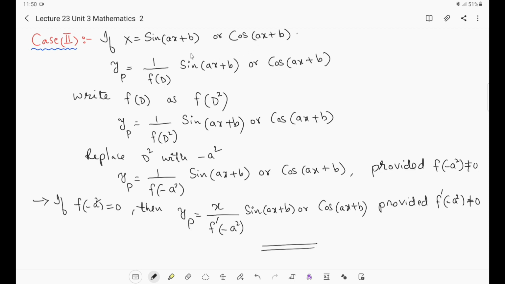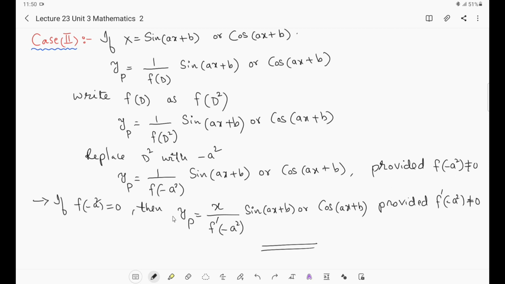Let us understand once again what we have to do. If the right hand side function is sine of ax plus b or cos of ax plus b, we have to write this f of d in the particular integral. While finding the particular integral, this f of d should be written in the form of f of d square. Then this d square should be replaced with minus a square. It is not minus a whole square. It is minus into a square. So d square will be replaced with minus a square, and this will be the particular integral provided f of minus a square is not equal to 0.